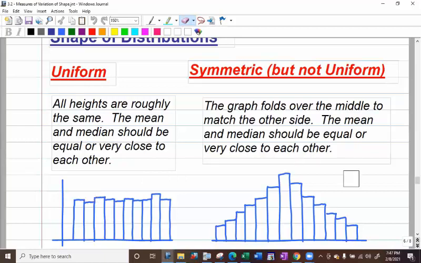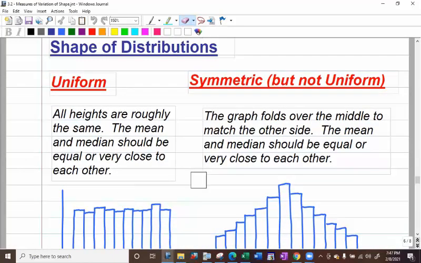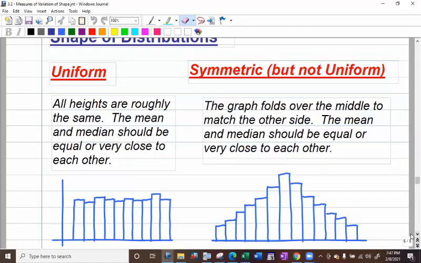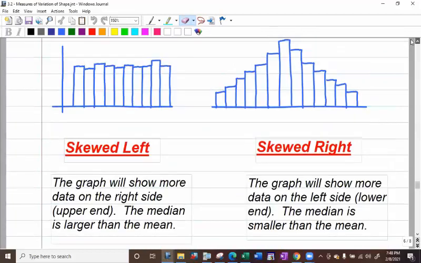Now we have one that's called symmetric, but it's not uniform, because uniforms are also symmetric. But here we're defining symmetric as excluding uniform, because uniform is its own category. Once again, there's perfect symmetry versus just approximate symmetry, and we're looking at approximate here. The way you'd visualize this is if you drew a line right here in the middle and folded the graph over, it would look the same on both sides.